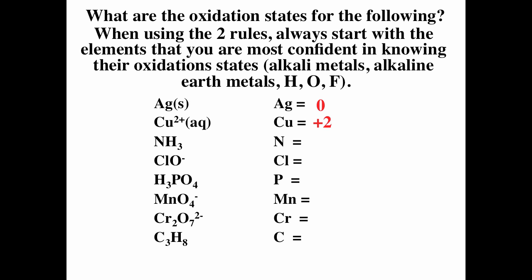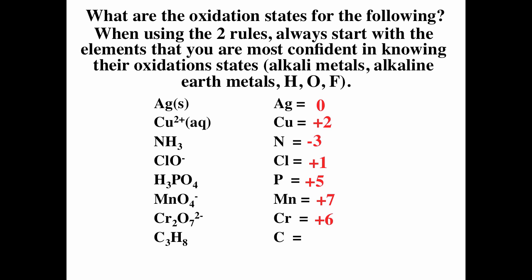For ammonia, we would do 3 plus the oxidation state of nitrogen equals 0, so the nitrogen has to be a -3. ClO minus: the oxidation state of chlorine minus 2 equals -1, so chlorine in this case would be a +1. For phosphoric acid, it's a little bit more complicated. You have 3 times +1 for the hydrogen, 4 times -2 for the oxygen, which is -8, so that ends up giving you a +5 for phosphorus. For the manganese, it's going to be a +7, and likewise for Cr2O7. In all of these so far we can use the sum of the oxidation states equals the net charge, and oxygen is going to be a -2, hydrogen a +1, etc.